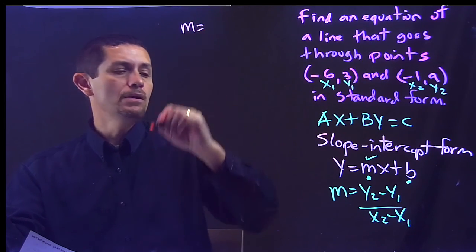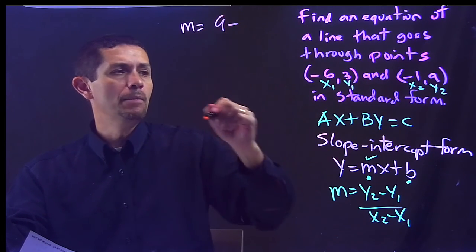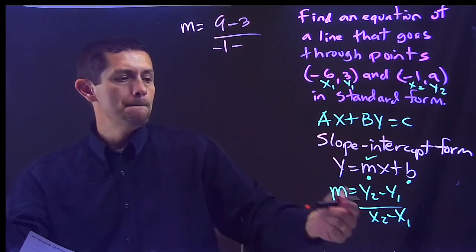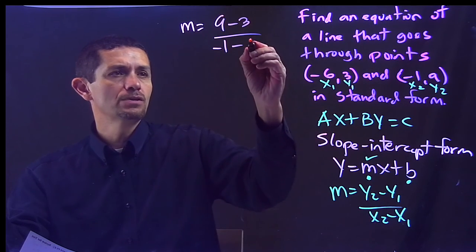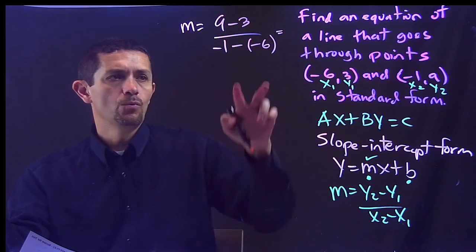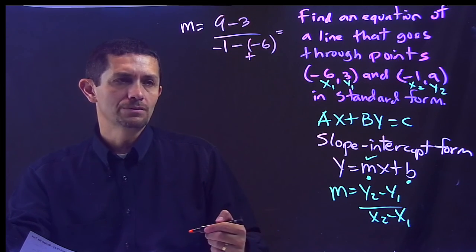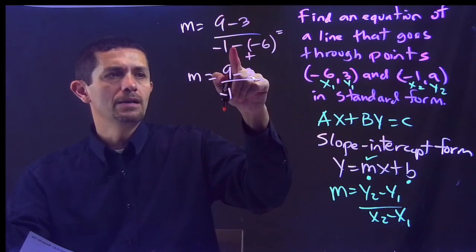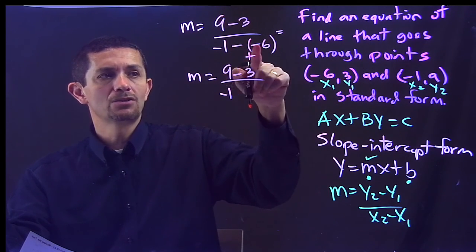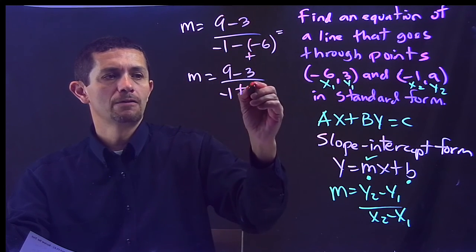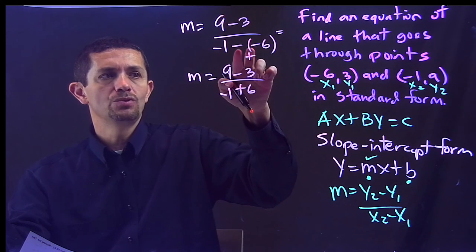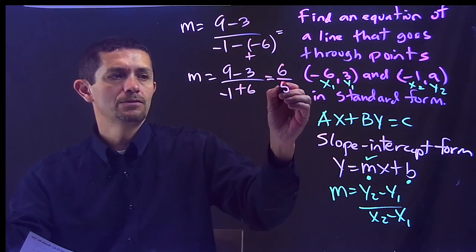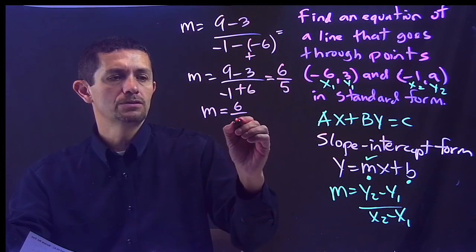So m equals y2, which is 9, minus y1, which is 3, over x2 minus x1. x2 is -1, minus, from the formula, x1, which is also negative, so I put it in parentheses with the negative. When I have two negatives, they turn into a plus. So slope equals 9 minus 3 over -1 minus -6, that's going to be positive, so it's -1 plus 6. I did an extra step just to show you that two negatives turn into a plus. 9 minus 3 is 6. -1 plus 6 is 5. Therefore, your slope is equal to 6 over 5.